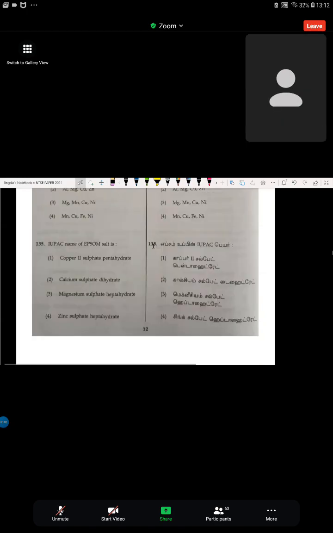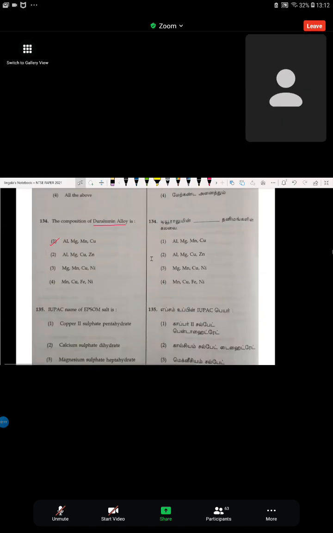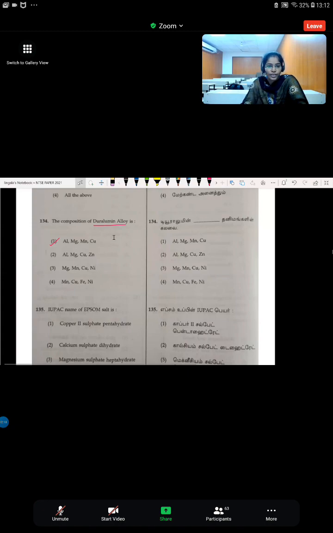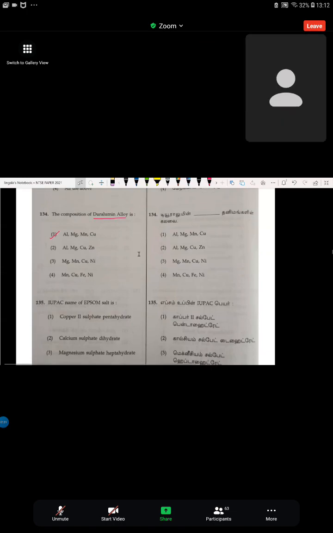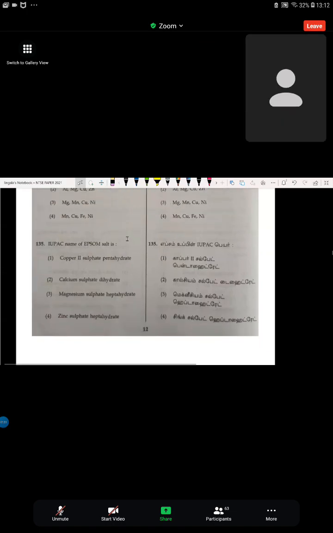Miss, what's the use of manganese in it? So manganese is one of the metals used in making, it is one of the compositions of duralumin alloy. How does it help the alloy, miss?